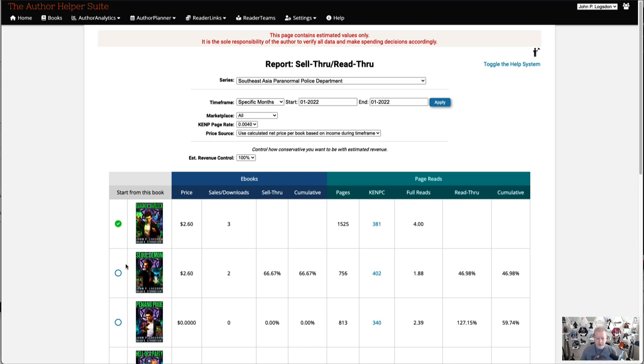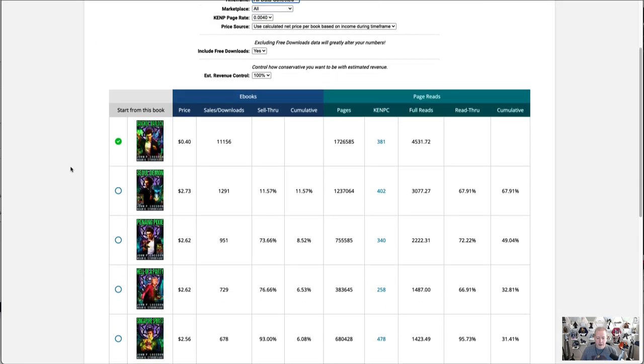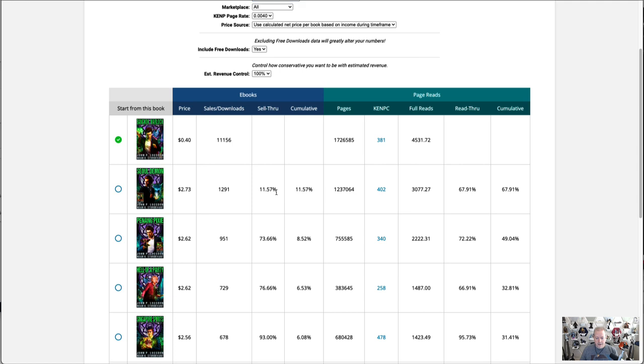Now here's where things are going to get a little weird, and we're also going to be talking about this over here, but this is a critical point for you to understand. If we change this to all data collected, we're going to see some strange things happen, and let me show you what's going on. First off, we've just dropped down to 11.57% of the people who picked up book 1 who go to book 2.